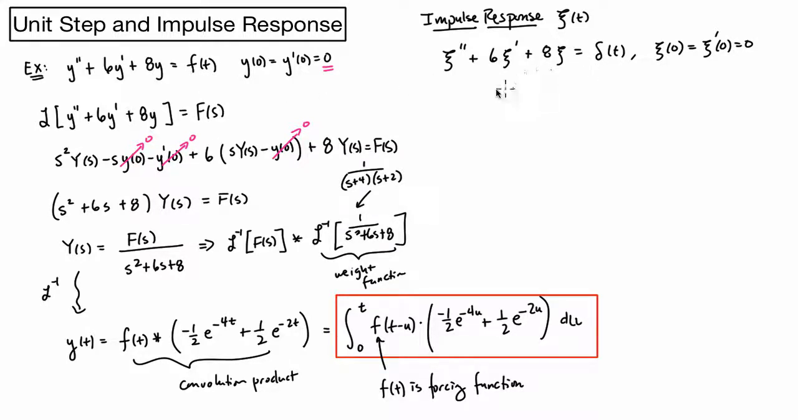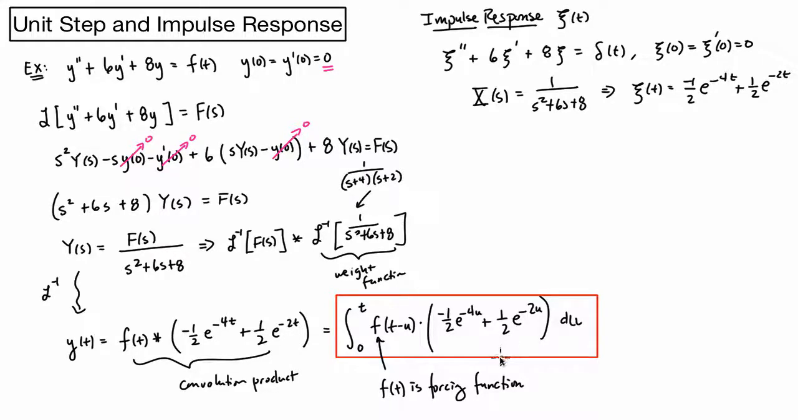function, that'll be 1. And so what you'll end up with is capital X of s equals 1 over s squared plus 6s plus 8, which is the same thing as saying that the inverse transform of this, xc of t, is just this function that we have in parentheses here. It's minus 1/2 e to the minus 4t plus 1/2 e to the minus 2t.